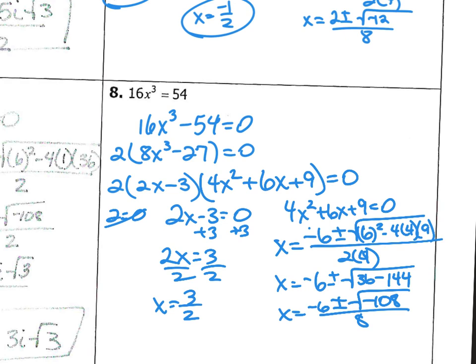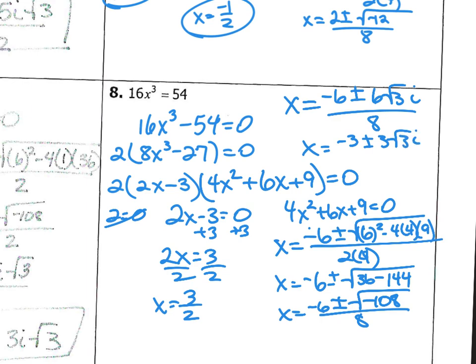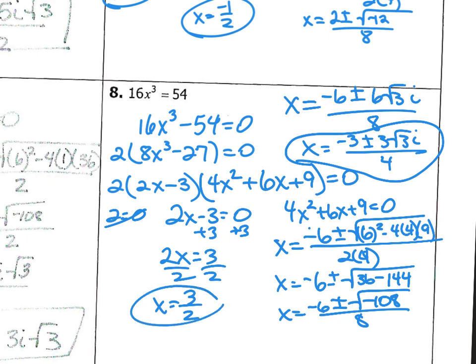Negative 108 is not a perfect square, and it's also imaginary. So I'm going to simplify that, and I get negative 6 plus or minus the square root of 108, which simplifies into 6 square root of 3, and then i, all divided by 8. And then because I have all even numbers, I can reduce it even further, and I get negative 3 plus or minus 3 square root of 3i over 4. Okay, that one's kind of a tricky one. You have one real solution, and that's 3 over 2, and then 2 imaginary solutions right here.